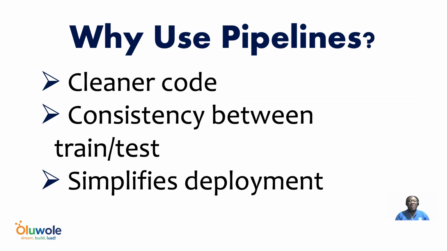Why do we use pipeline? Cleaner code. Consistency between training and deployment. Simplify deployment. A lot of people called me, hey, I couldn't deploy. Because why? They didn't use pipeline. So the Dockerizer was seeing the code in different patches. You didn't see it as a compact unit.